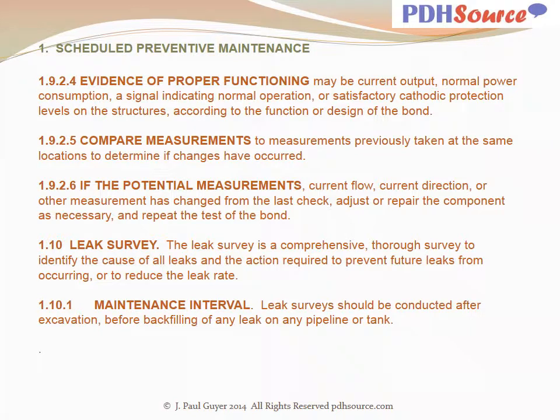Evidence of proper functioning may be current output, normal power consumption, a signal indicating normal operation, or satisfactory cathodic protection levels on the structure according to the function or design of the bond.